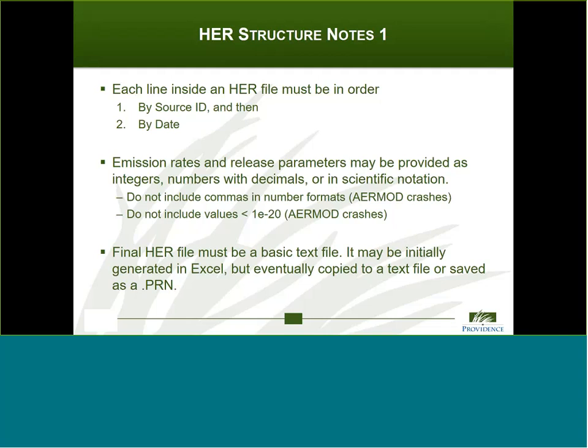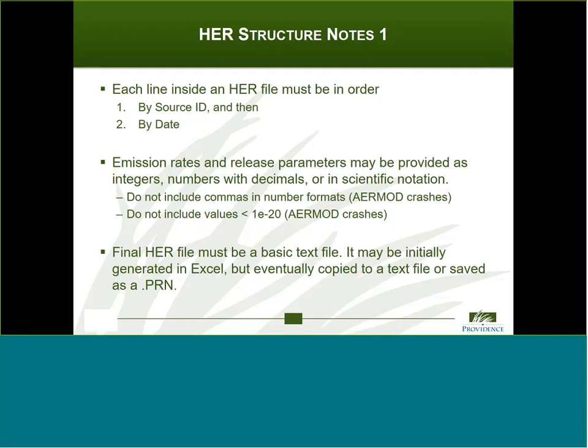And when those rates found their way into AERMOD, it didn't like a really, really tiny number. So if you have a really small emission rate, something less than, say, 1 times 10 to the negative 20th, just call it 0, so AERMOD won't crash. So 0 is okay. It's just a really small number that causes the crash.